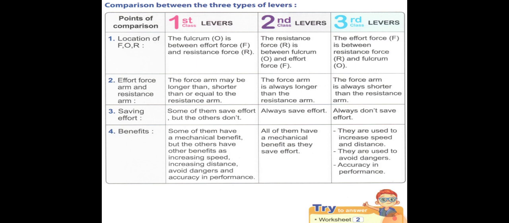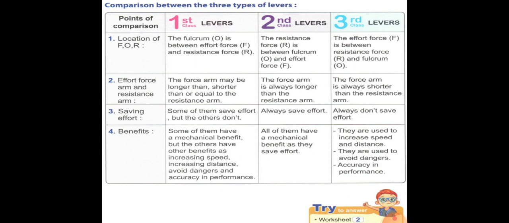What about the effort force arm and the resistance arm? In the first class lever, the force arm may be longer than, shorter than, or equal to the resistance arm. There are three cases in the first class lever. What about the second class lever? It's only one case. Always the force arm is longer than the resistance arm. In the third class lever, also only one case. Always the force arm is shorter than the resistance arm.